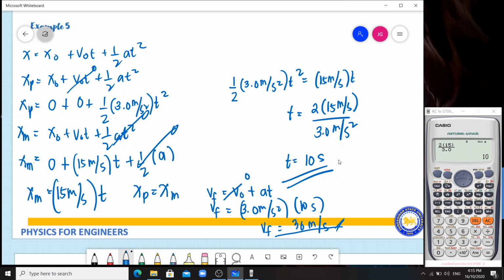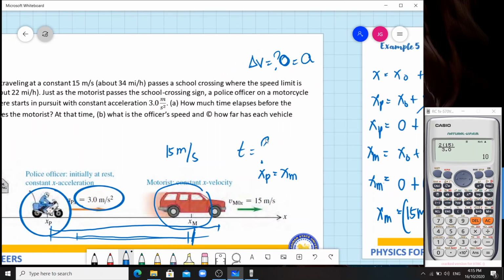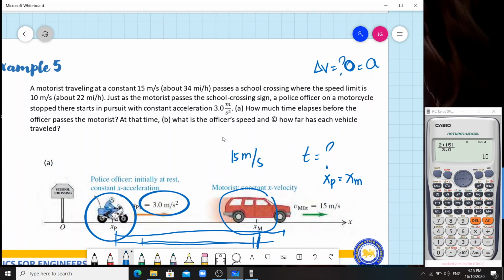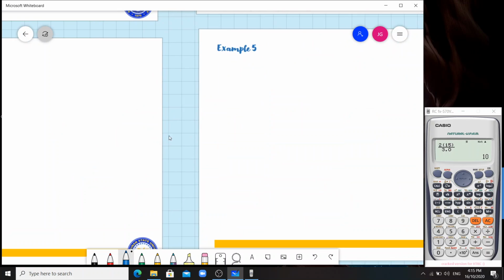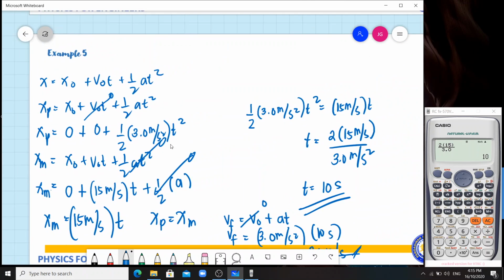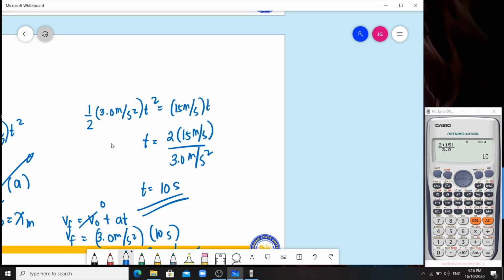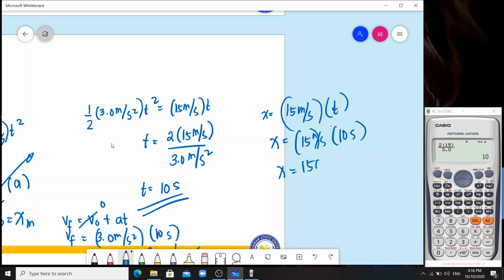And then next, how far has each vehicle traveled? Hinahanap naman yung X. Hinahanap si X. Saan daw sila nagpang-abot, anong distance. So, solve na lang natin dito sa gilid. So, masosolve natin yan is X, diba may formula na tayo kanina? Pwede lang naman 15 meters per second times T. X is equals to 15 times 10 seconds. So that is 150 meters.